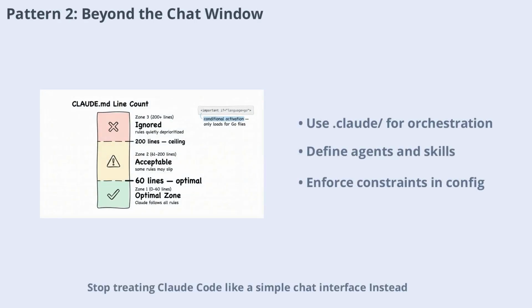Stop treating Claude Code like a simple chat interface. Instead, use the Claude directory to orchestrate your workflow. Here, you can define reusable commands, specialized agents, and portable skills. For example, create a reviewer agent with read-only access no matter what you ask. It can't modify files. This shifts constraints from prompts to configuration, reducing errors and making your workflow more robust. Once set up, you'll never need to repeat "only read files" in your prompts again.